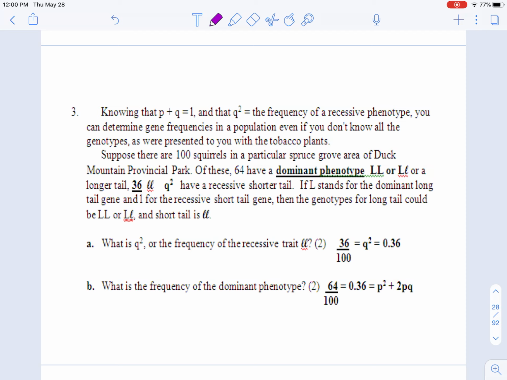I've got a few examples in this PowerPoint that are answer keys to what you're working on in the notes. So do try them before you look at these answer keys. What I encourage you to do is always write out the formula first when you do these questions.